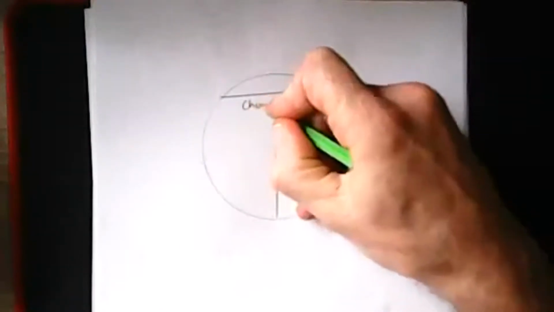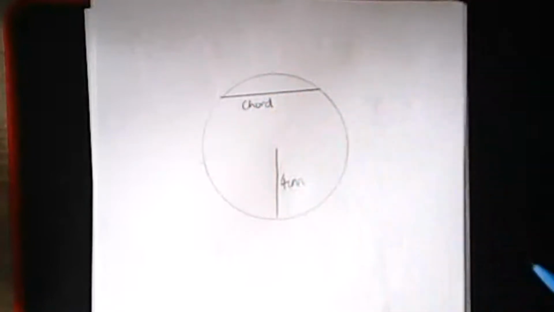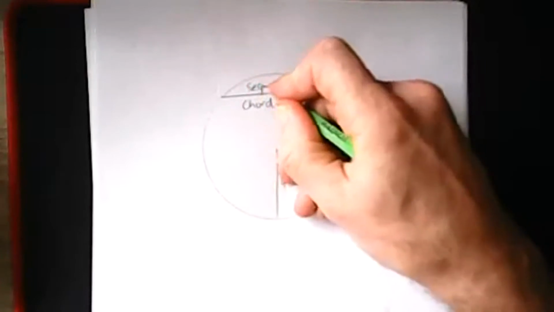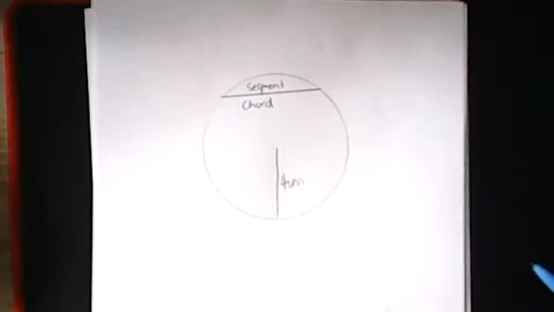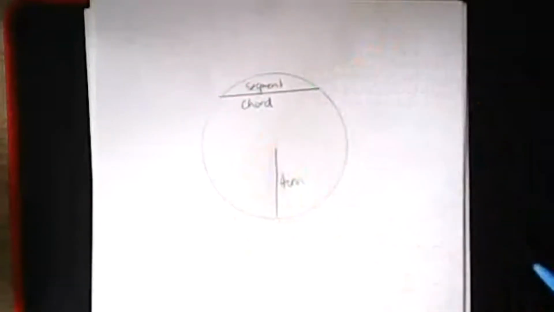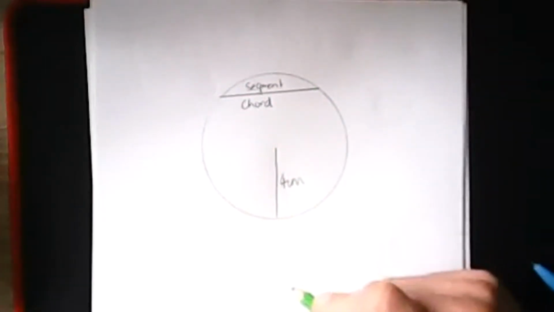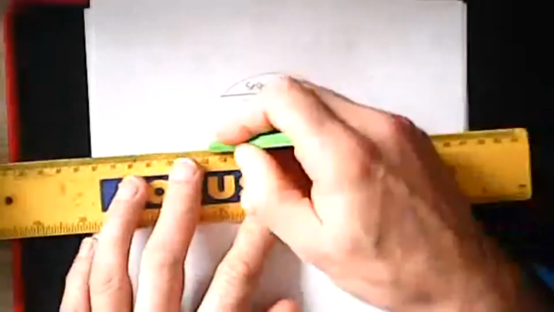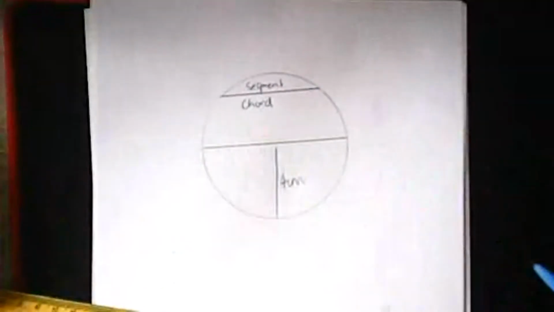3, 2, 1, that line. Chord. This area here, segment. The distance around the outside from start to finish, circumference. Radius. The distance all the way across, diameter.